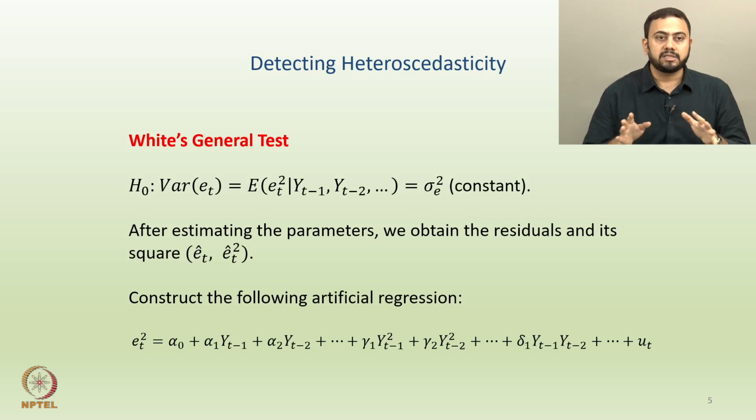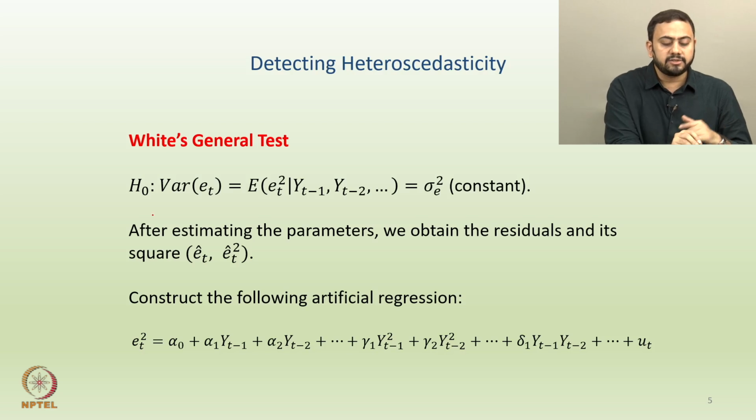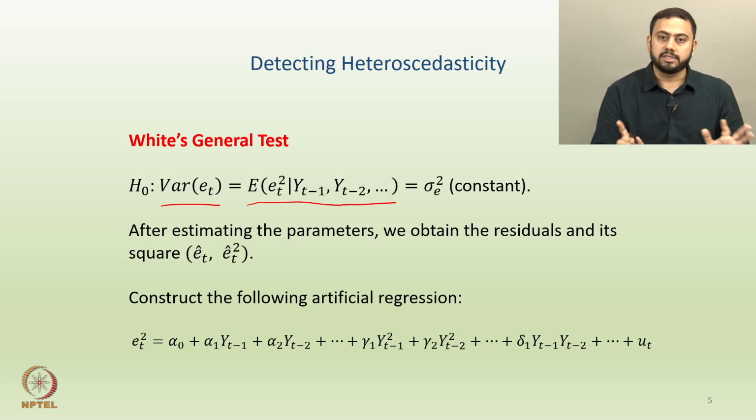So, again this is given by a person called White, of course, and again let us say what exactly is the null hypothesis. In both the testing procedures, in fact, the null hypothesis is kind of similar. So, let us say H naught is, if you talk about the variance of the residuals, this is nothing but the expectation of Et square given all the data up to, let us say, t minus 1, which is nothing but sigma square E, a constant, because sigma square E does not depend on t. In other words, H naught is that the variance is constant.